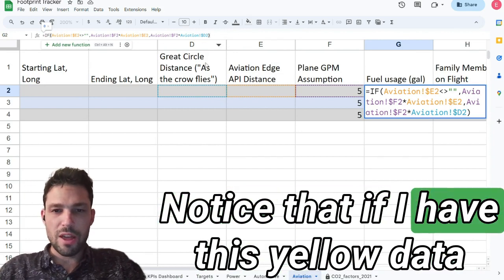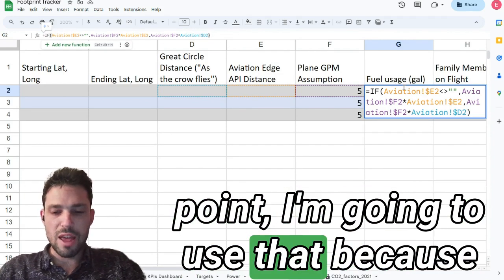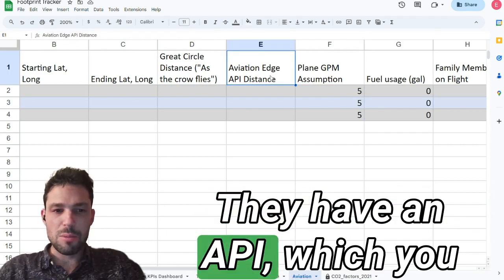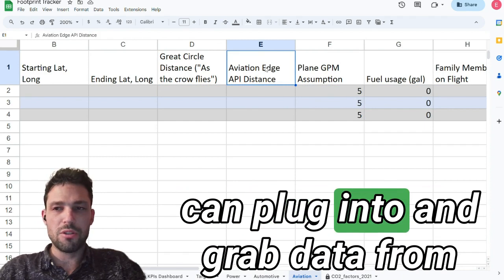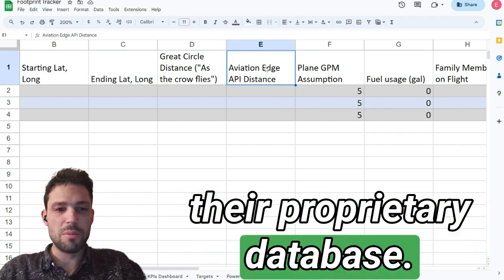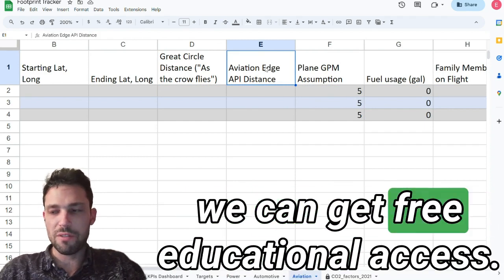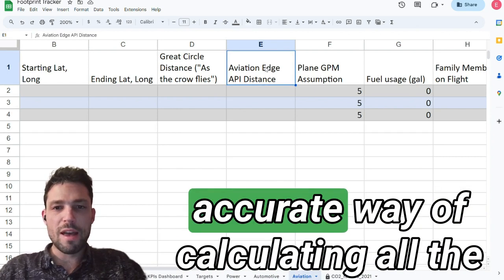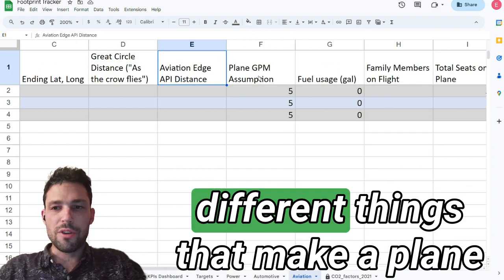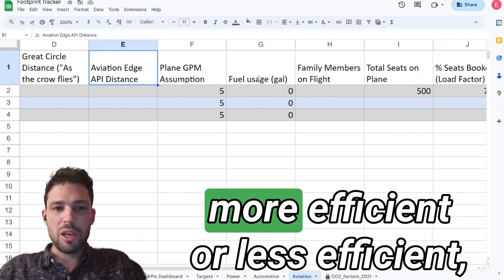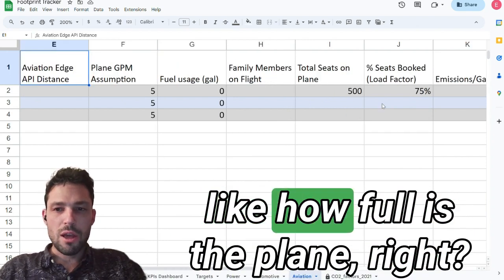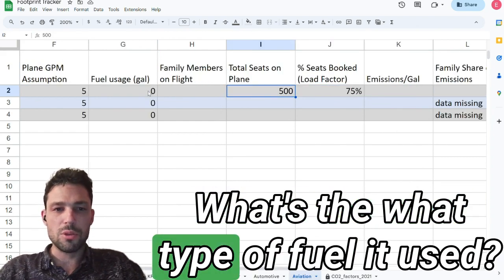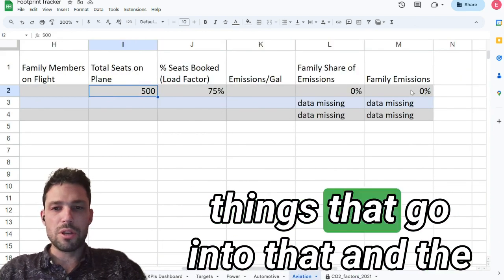Notice that if I have this yellow data point, I'm going to use that because this is better. This comes from a company called PG&E. They have an API which you can plug into and grab data from their proprietary database. I'm talking to them on email to see if we can get free educational access, because you normally pay quite a bit for this data. But this is a much more accurate way of calculating all the different things that make a plane more efficient or less efficient, like how full is the plane, right? How many seats are on it? What size? What type of fuel is used? There's a whole bunch of other things that go into that.